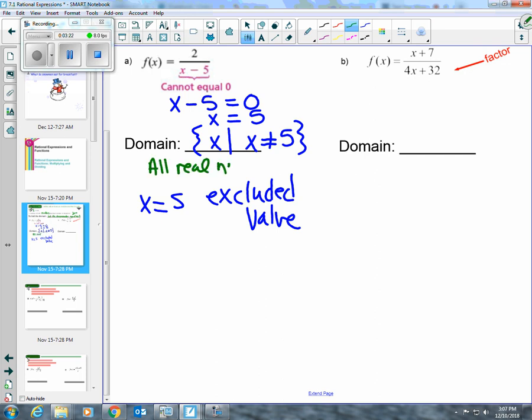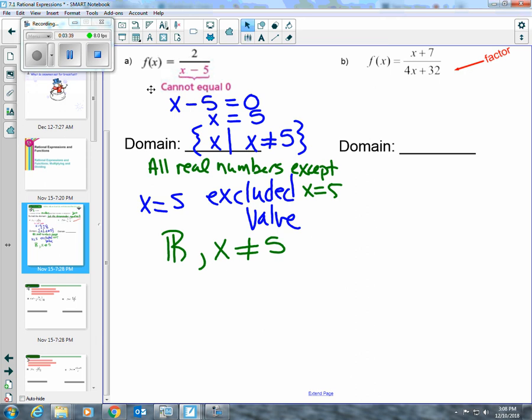So all real numbers except x equals 5. Or some people might say all real numbers, x can't be equal to 5. So there's lots of different ways to say it. We could even do interval notation, depending on how they want you to write it.